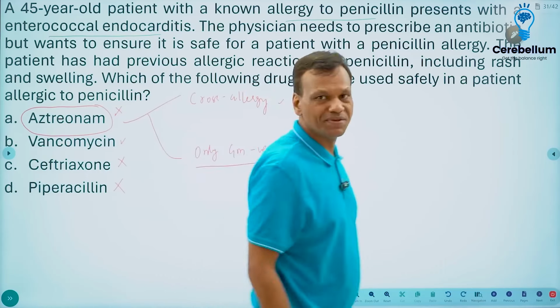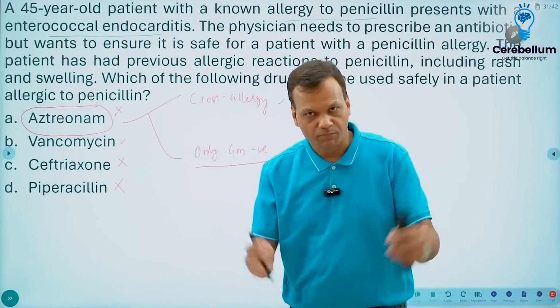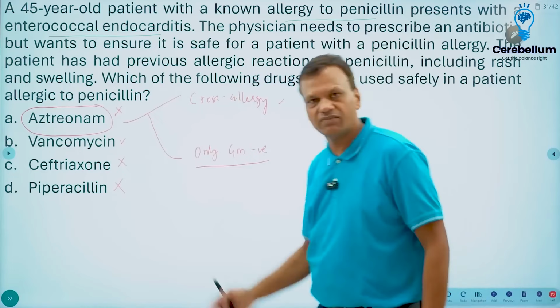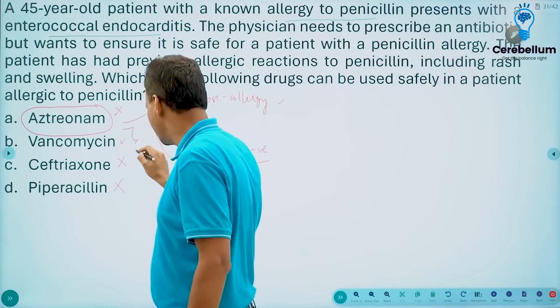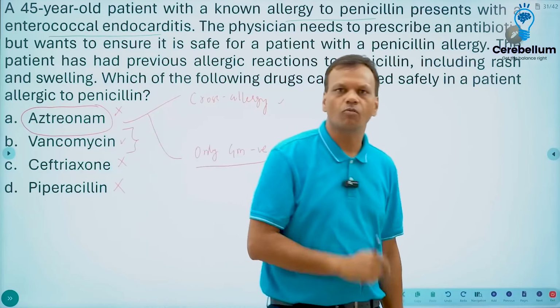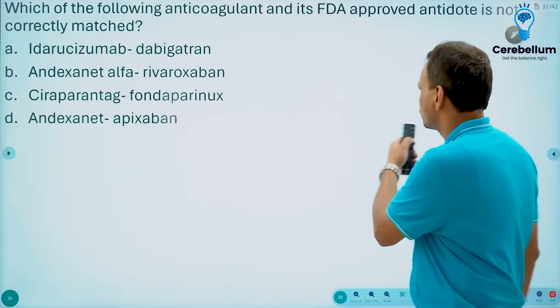Number two, vancomycin is mainly for gram-positive bacteria. We know it is drug of choice for MRSA. So it is gram-positive bacteria and it is effective against Enterococcus also. So in a patient who is allergic to penicillin, the drug of choice will be vancomycin. I hope this controversy is crushed. Right, guys? Let's move to next question.